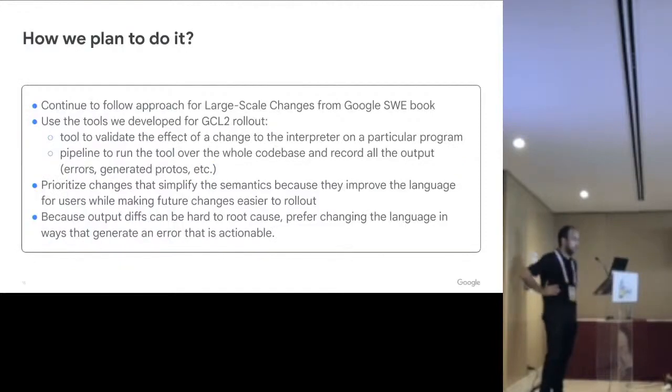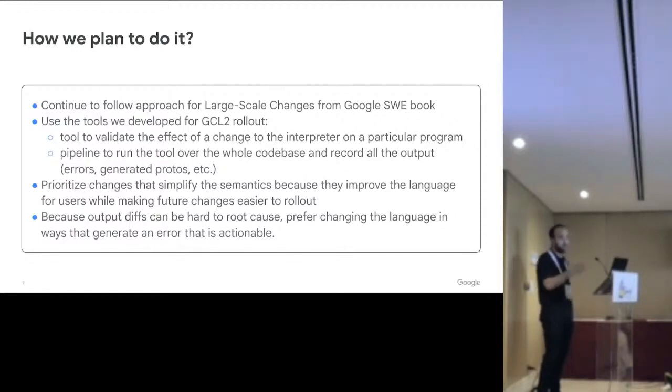So to flesh out a little bit more how we're doing it, because we have a monorepo, we're using what we call large-scale changes infrastructure. For anybody who hasn't read the software engineering book, I highly recommend it, and there's a particular chapter on large-scale changes that is very relevant to what we're doing. It basically has the high-level strategy about what we're doing and how we do it. We have a tool to validate each effect of a change, and we can run it on the whole repo.